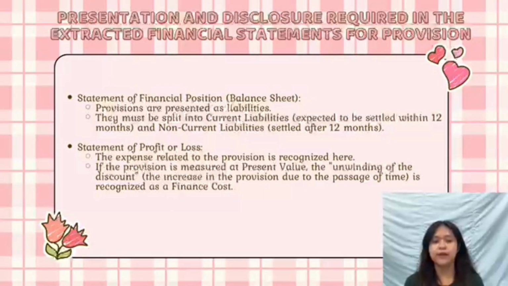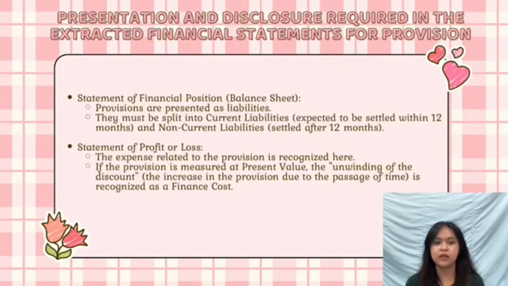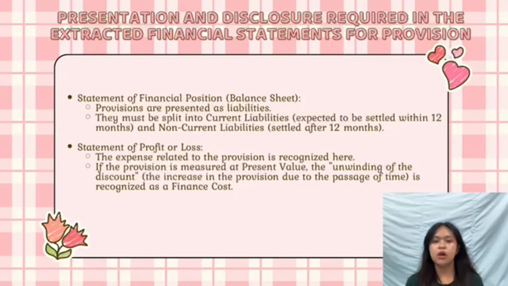First, statement of financial position, balance sheet. Provisions are presented as liability. They must be split into current liability, expected to be settled within 12 months, and non-current liability, settled after 12 months.